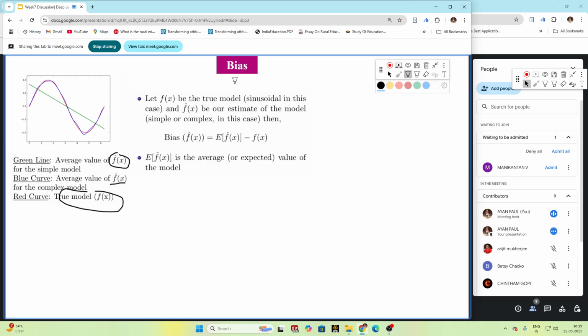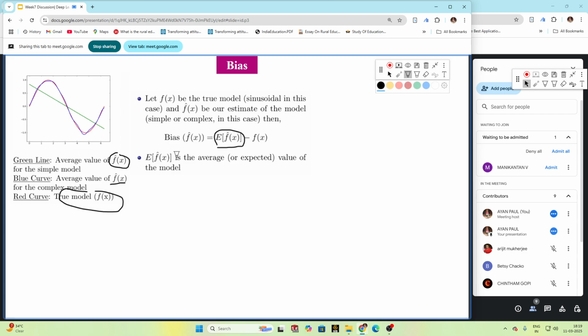Now this is the definition of bias. What is the definition of bias? Bias always compares your expected value of the predicted function to the original function, the true model.